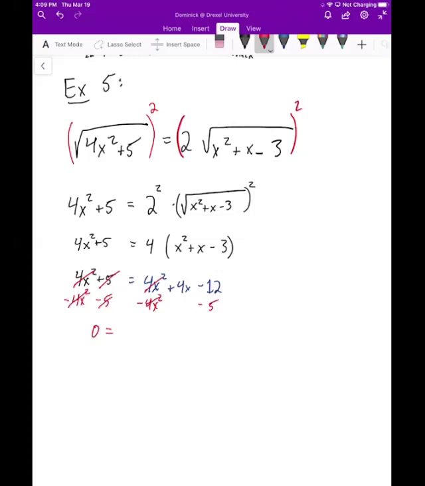So now we get 0 is equal to 4x minus 17. If we just solve this, we add 17 over, and we get 17 is equal to 4x. So then x is 17 over 4.